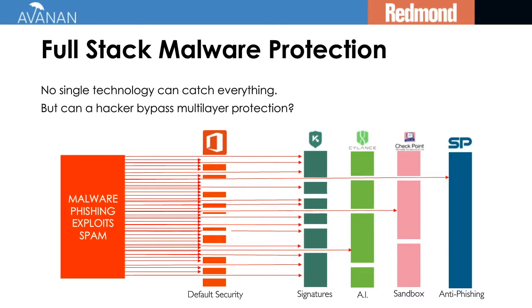So it's actually true that Microsoft Security, just the default that you get in the E1 service, does a fantastic job of filtering out a lot of the noise.